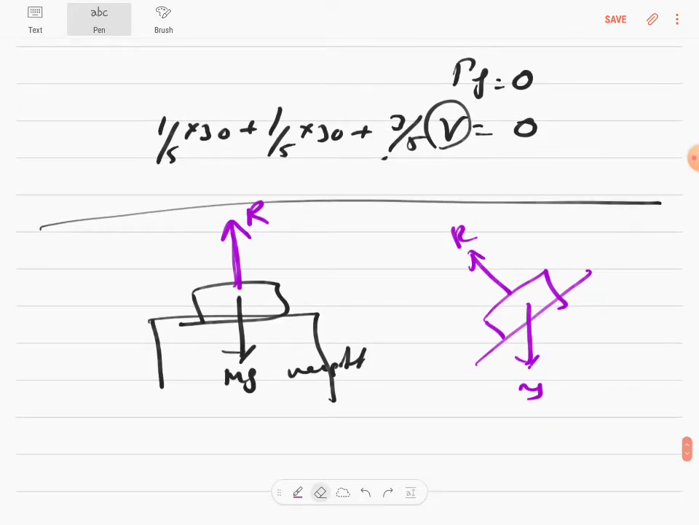Okay, now suppose mg is like this. If mg is going to act downward, you should extend this normal reaction like this, and mark this angle as theta.